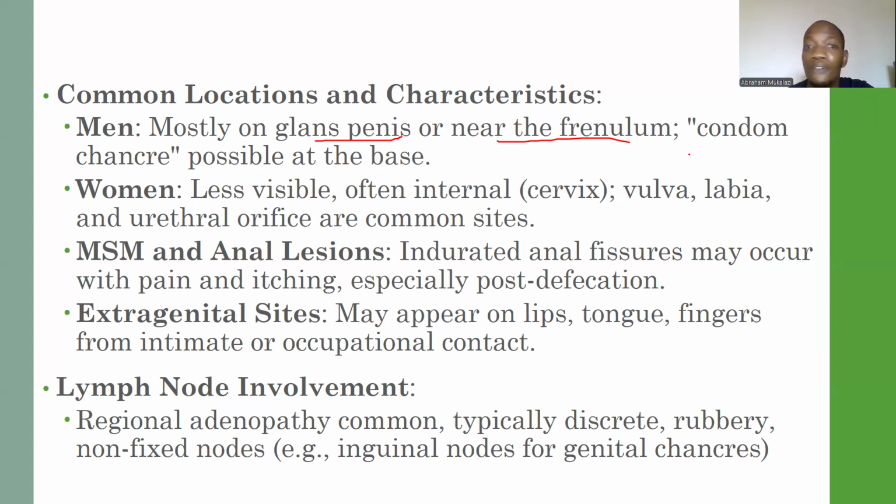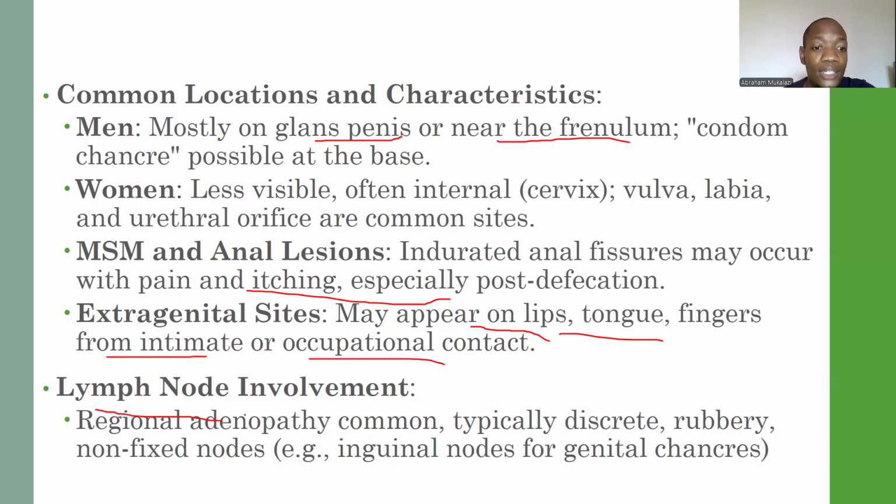When it comes to men having sex with men and anal lesions, these ones are usually indurated. They can be very many, and they can come along with anal fissures. And sometimes they can report a little bit of pain and itching, especially after defecation. Then you can also get extragenital sites. We've seen syphilitic lesions on the lips, on the tongue, on the fingers. Also, especially with occupational contact, for doctors doing a PR exam, maybe accidentally you get infected, you can end up with the primary lesion actually on the finger.